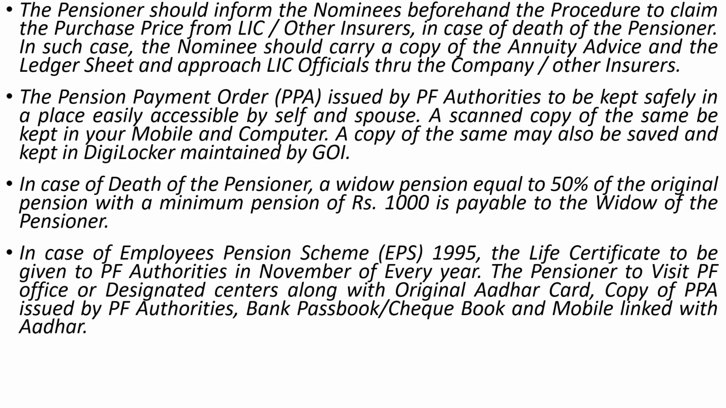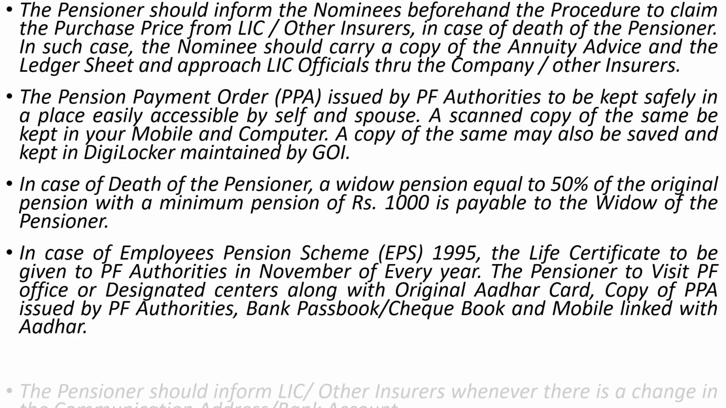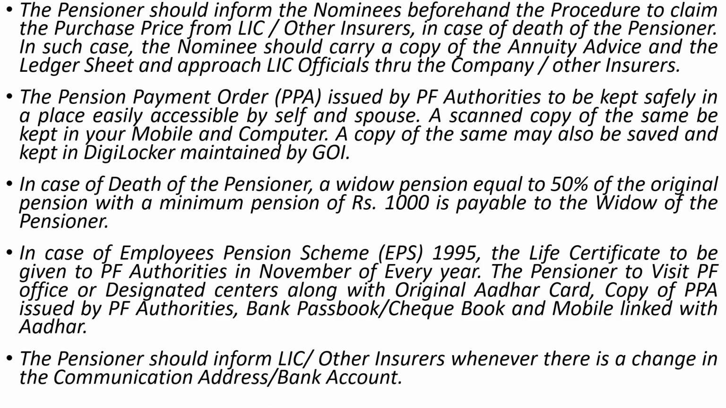In case of Employees Pension Scheme 1995, the life certificate to be given to PF authorities in November of every year. The pensioner to visit Provident Fund office or designated centers along with the original Aadhaar card, copy of PPA issued by the PF authorities, bank passbook or checkbook, and mobile linked with Aadhaar, or approach the nearest post office. The pensioner should inform LIC or other insurers whenever there is a change in the communication address or in the bank account of the pensioner.